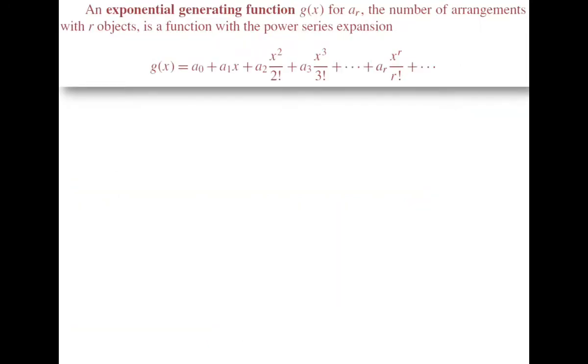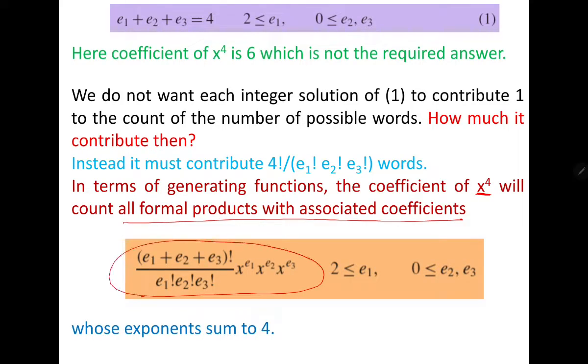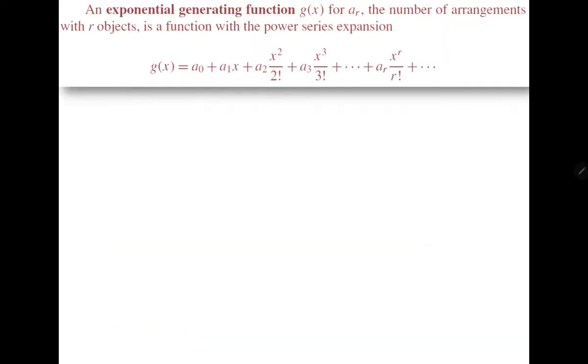Let's first define what an exponential generating function is. I will come back to how it is related to the definition we are going to propose. The exponential generating function is denoted as a0 plus a1x plus a2x square by 2 factorial and so on, where ar denotes the number of arrangements. It means in the case of the ordinary generating function, we look for the coefficient of x raised to the power r. In the case of the exponential generating function, we look for the coefficient of x raised to the power r by r factorial.